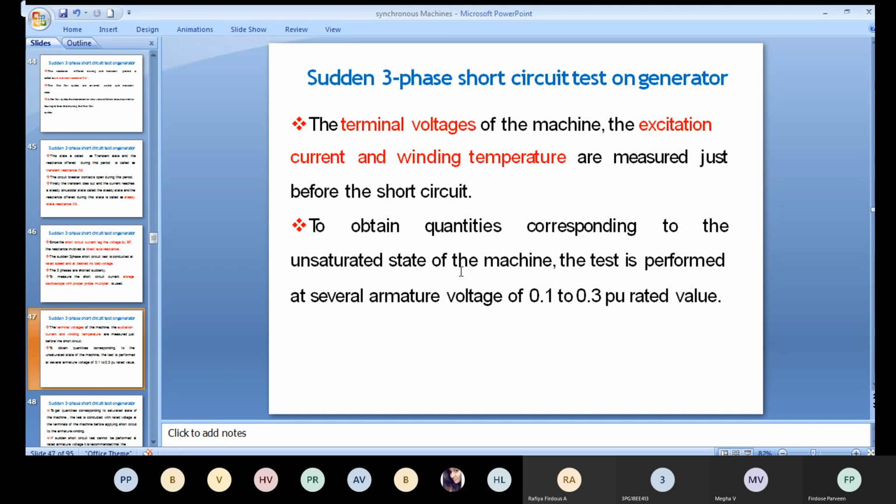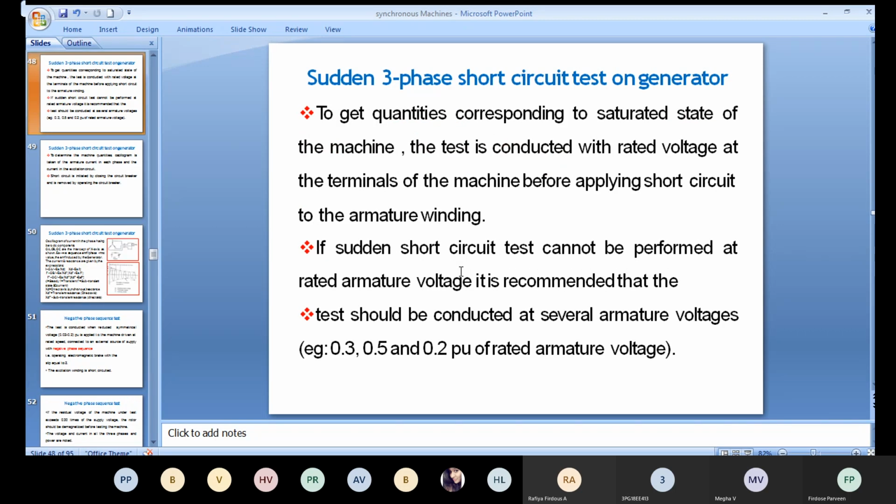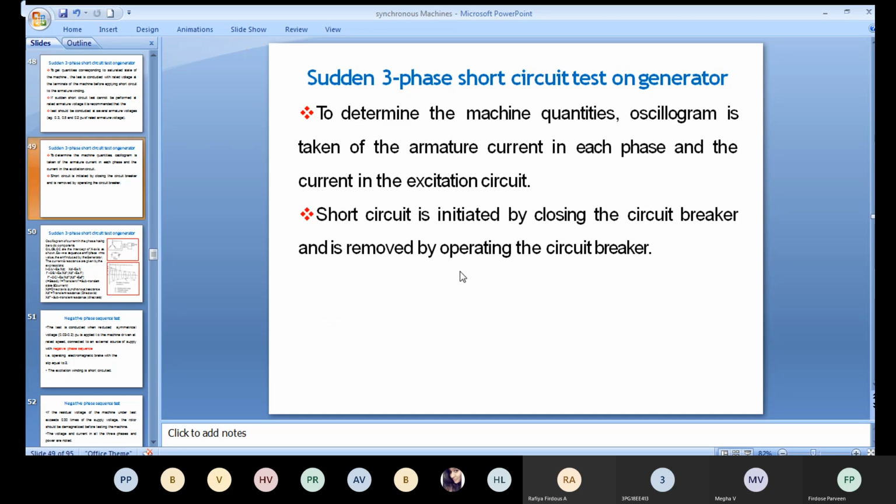To obtain the quantities corresponding to the unsaturated state of the machine, this test is performed at several armature voltages, varying from 0.1 to 0.3 per unit rated value. To get the quantities corresponding to the saturated state of the machine, the test is conducted with rated voltage at the terminals of the machine before applying short circuit to the armature winding. If the sudden short circuit test cannot be performed at rated armature voltage, it is recommended that the test be conducted at several armature voltages.